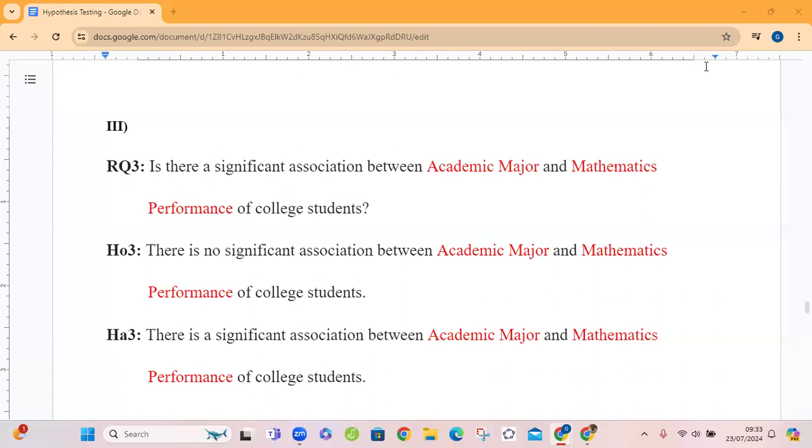Here's a third research question. Is there a significant association between academic major and mathematics performance of college students? So the null will always say there is no significant association between academic major and mathematics performance of college students. The neutral one, the conservative one. Whereas the alternative will say there is a significant association between academic major and mathematics performance of college students. So therefore now data has to be collected to see which of these two statements is going to be the conclusion.